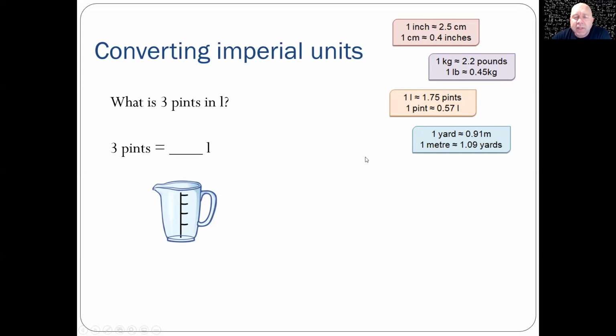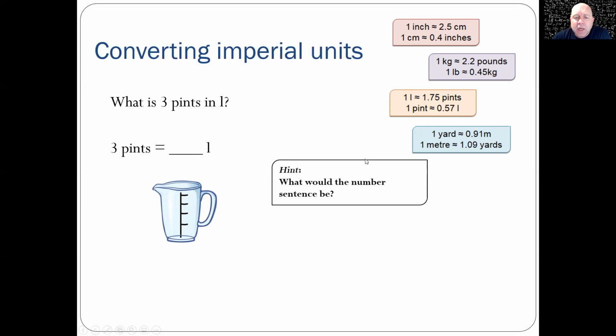Now, if I want 3 pints, let me think about the maths here. Let me think about the number sentence. Well, it's going to be 3 lots of 0.57. Because 1 pint is 0.57, 3 pints is 3 lots of 0.57. And if you can do the maths in your head, you'll have realized that 3 pints is 1.71 litres. That should actually be an approximate because it's not exactly 1.71, but close enough.